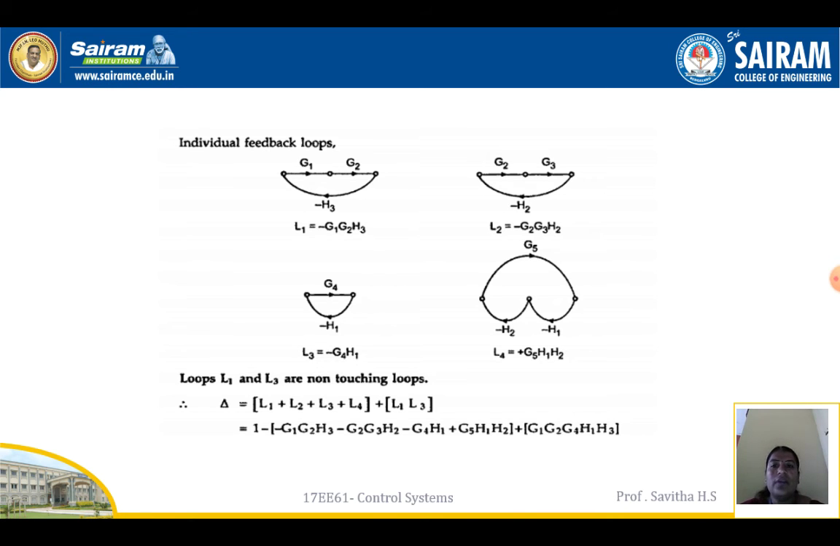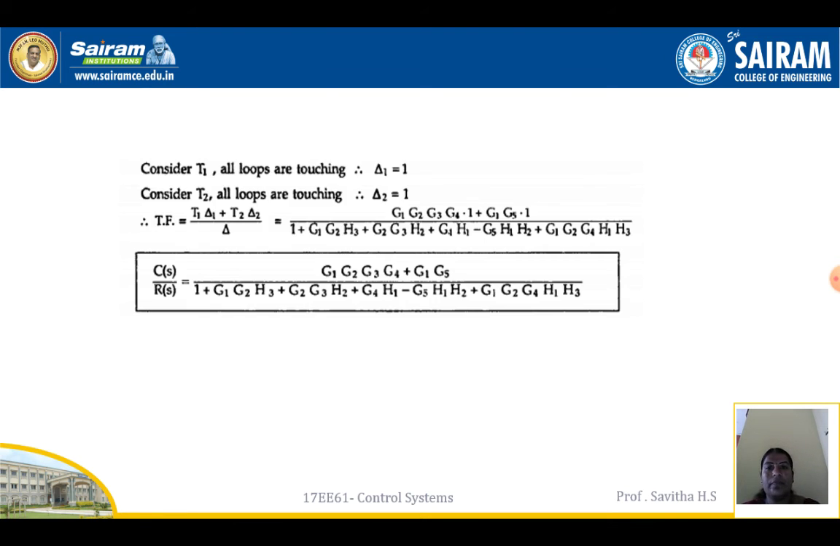Individual loops are L1 is minus G1 G2 H3, L2 is minus G2 G3 H2, L3 is minus G4 H1, and L4 is plus G5 H1 H2. Loops L1 and L3 are non-touching loops. Therefore, delta is equal to 1 minus (L1 plus L2 plus L3 plus L4) plus L1 L3. So substitute the values of all the L values.